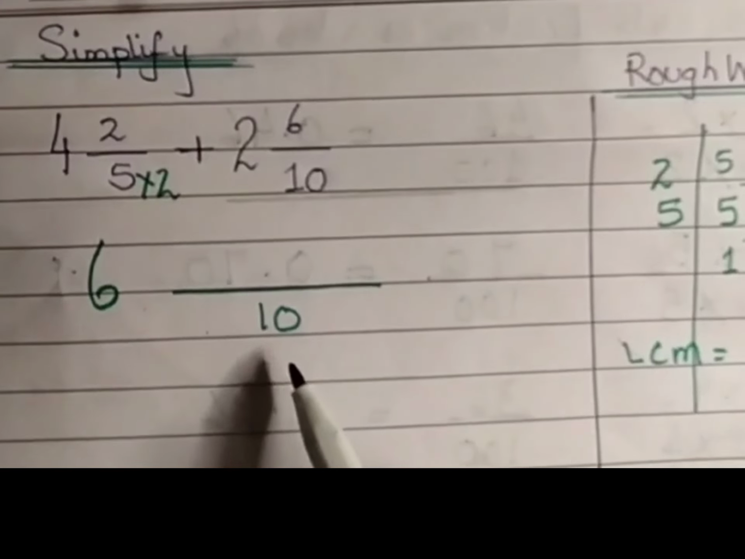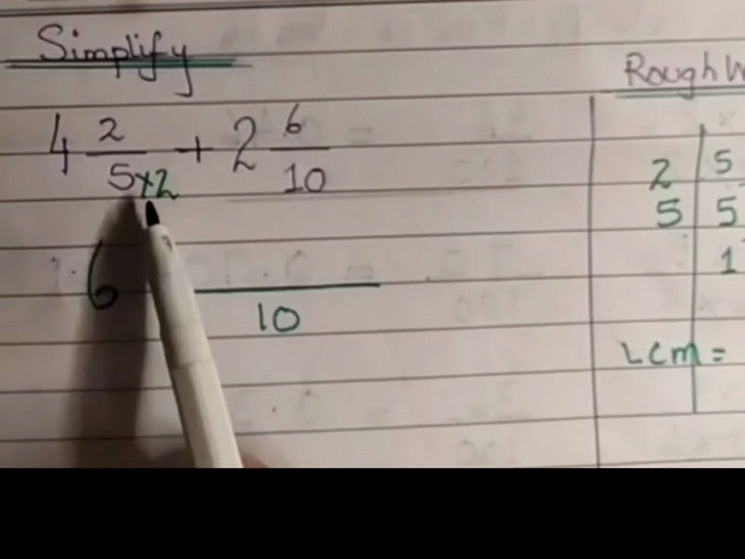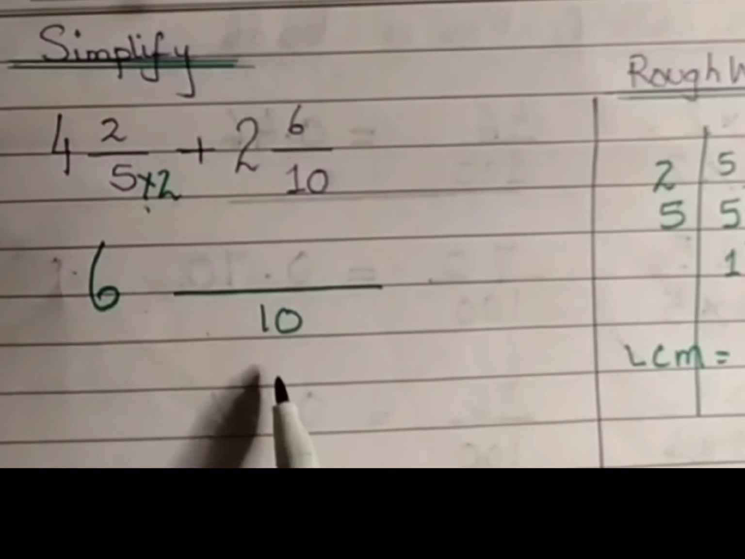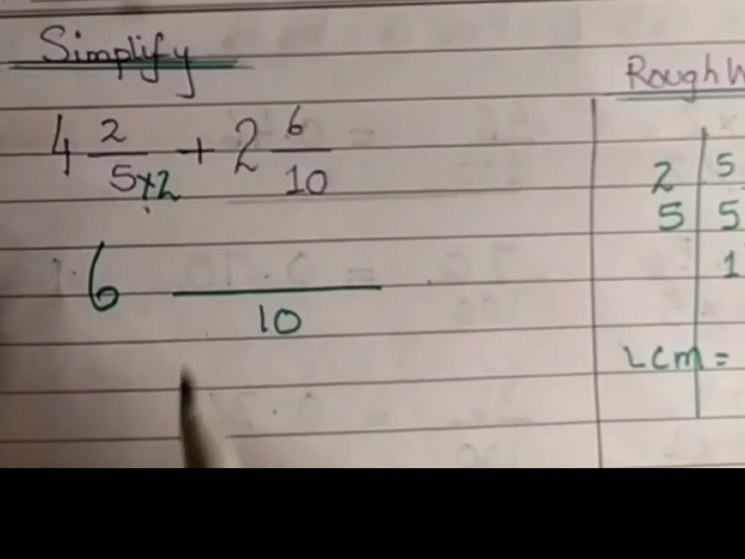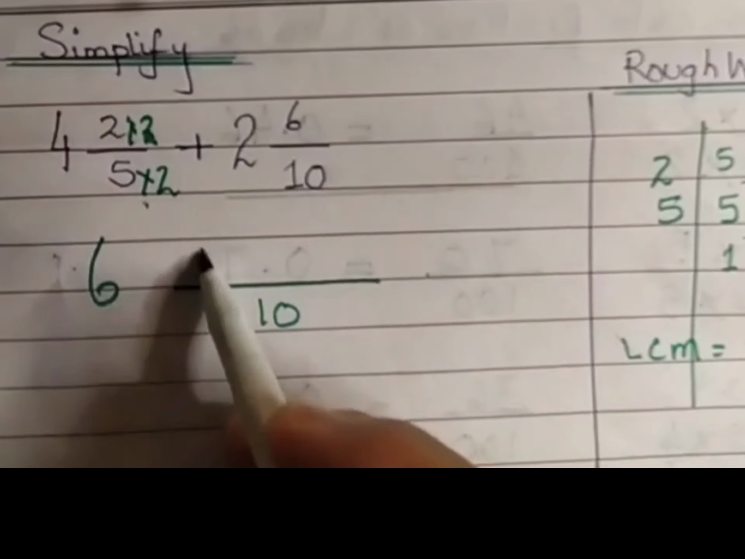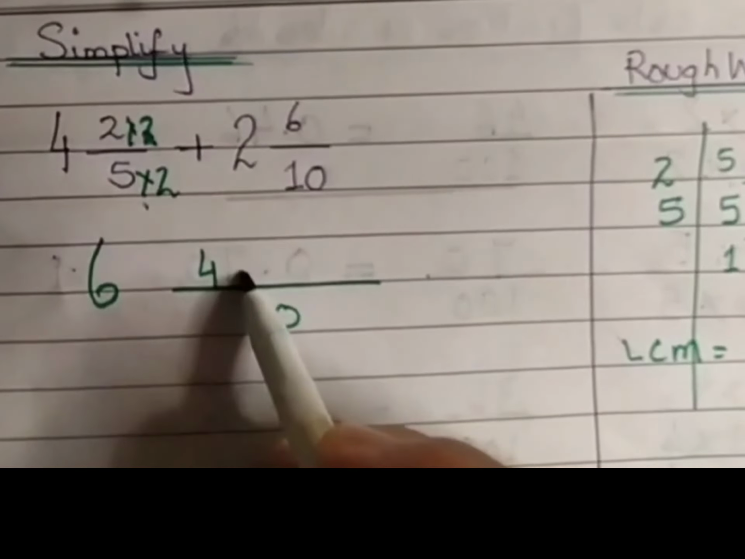Because we have to have a 10 here. So because our LCM is 10, we have to make this 5 a 10. 5 2s are 10. 2 moves up here. This 2 moves up. 2 2s are 4. What is the sign, children?